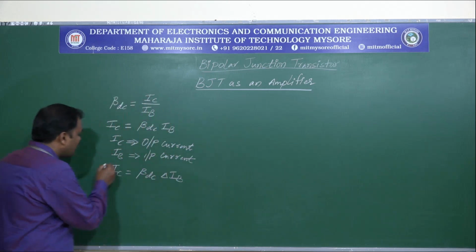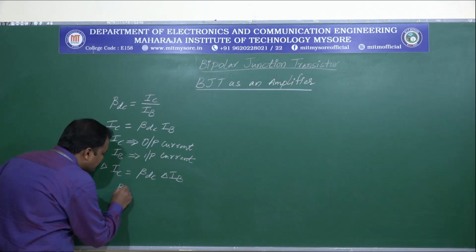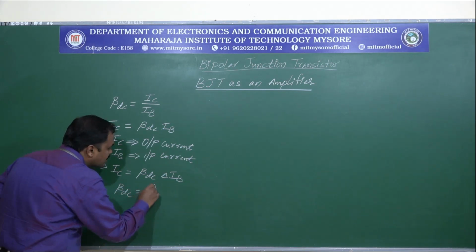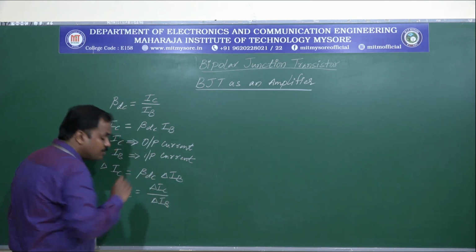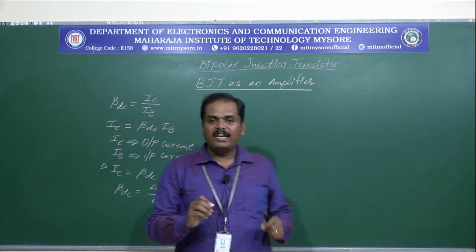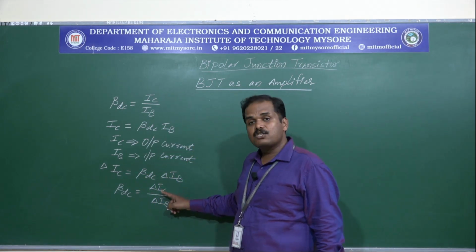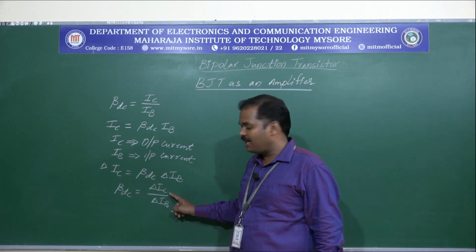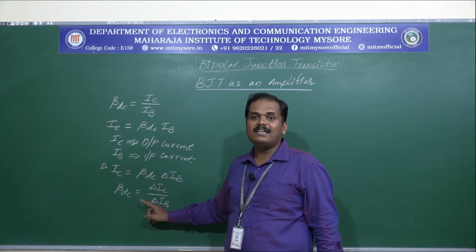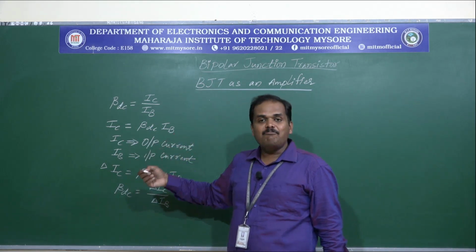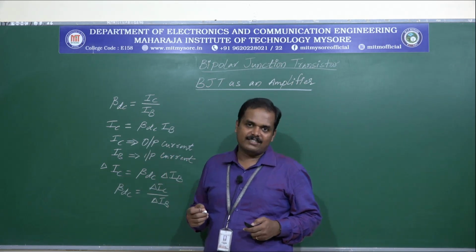So IC can be written as delta IC. Now beta DC can be written as delta IC divided by delta IB. So whenever there is a change in the input current delta IB, there will be a corresponding change in delta IC. So this is equal to beta DC. With this we can understand that BJT can be used as a current amplifying device, right?